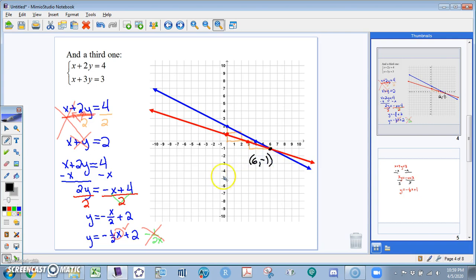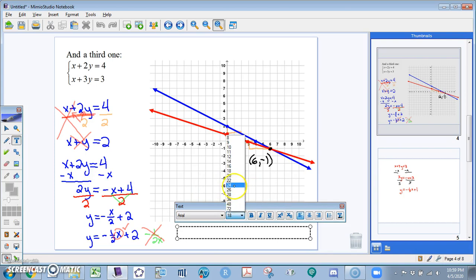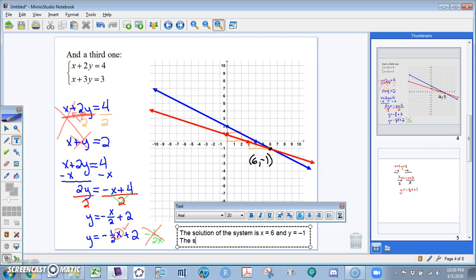Always the x coordinate first, and then the y coordinate. So if we wanted to be really thorough about this and write out some wording, we would say the solution of the system is x equals 6 and y equals negative 1. We could also say the solution of the system is 6, negative 1.